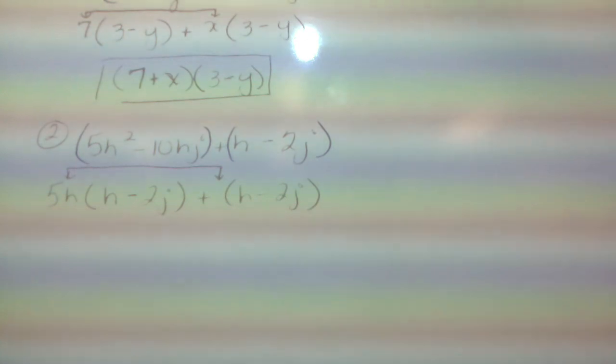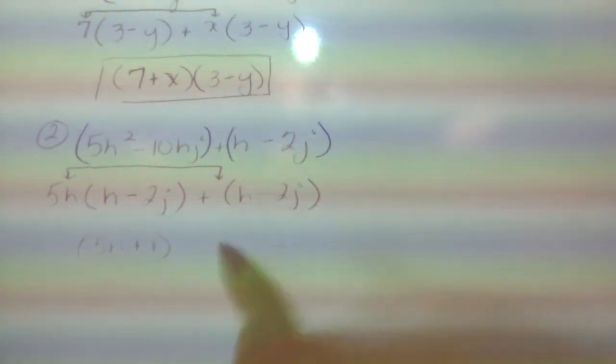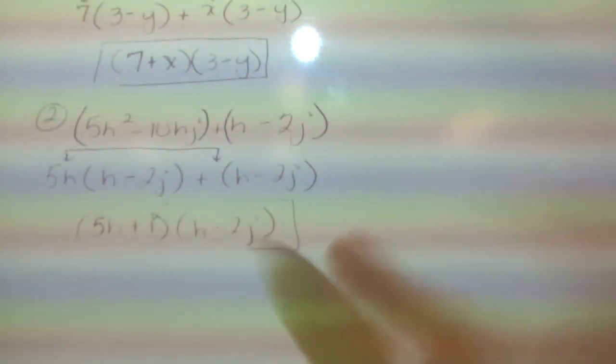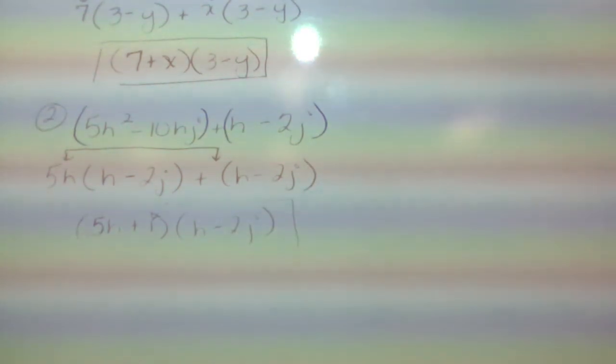So I'm going to take what's on the outside and I'm going to group it together, but it's not 5h plus blank. That's really a 1. So if there's no number, that's really a 1. And then h minus 2j. There's 2 of them, you just take one of them. So that's 5h plus 1, and then h minus 2j. Number 3. We're going to do 4 of these.